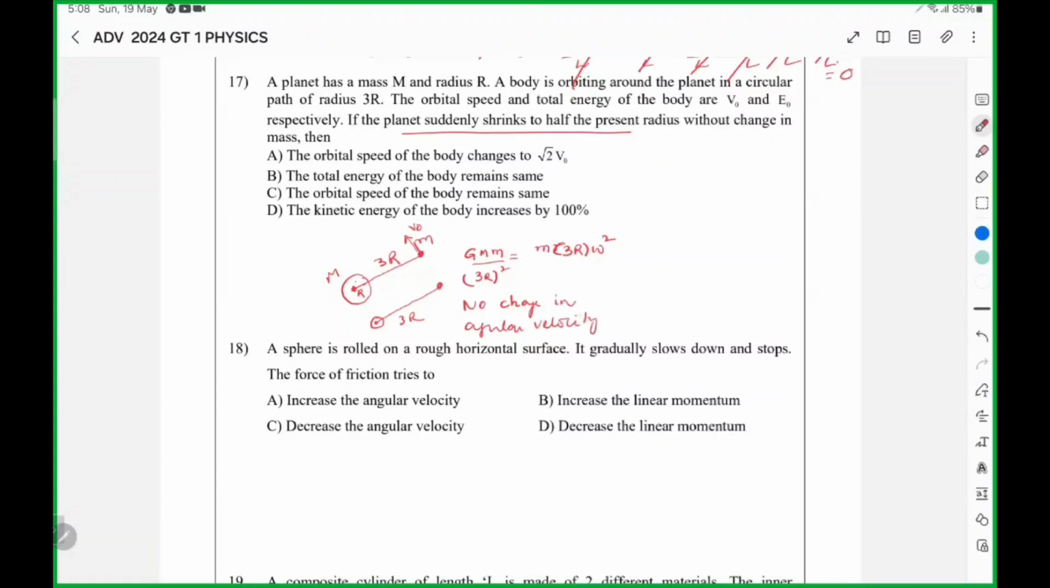So once there is no change in angular velocity, here v is nothing but the orbital speed, which is root of g m by 3r. Here there is no change in radius, so there is no change in orbital speed.